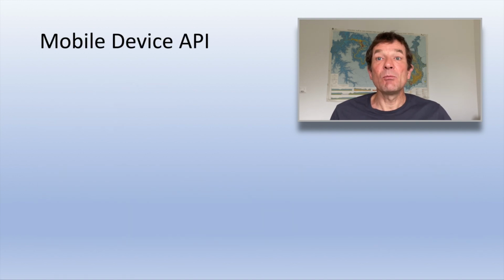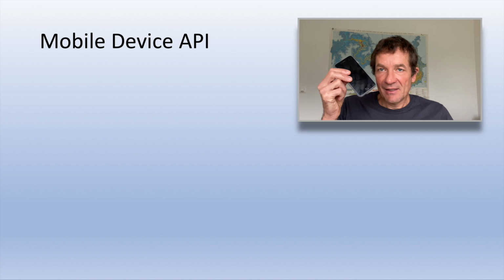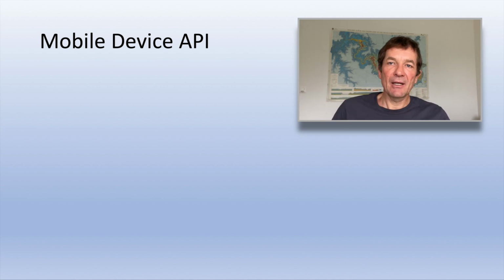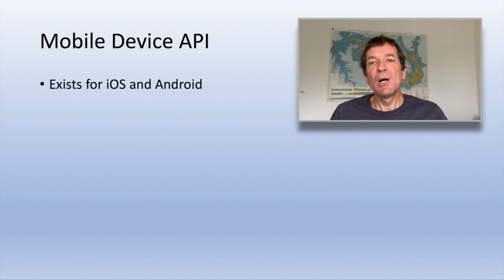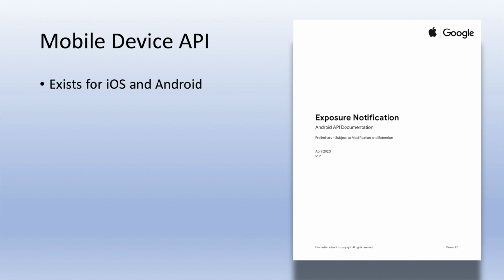The other one is the mobile device API. So that is the API that actually runs on the device itself and connects the app with the underlying operating system. So these APIs exist in two flavors. There's one for iOS, for iPhones, and then there's one for Android, for Samsung and many other phones that run Android. So by covering iOS and Android, you actually cover a good share of phones on the planet.